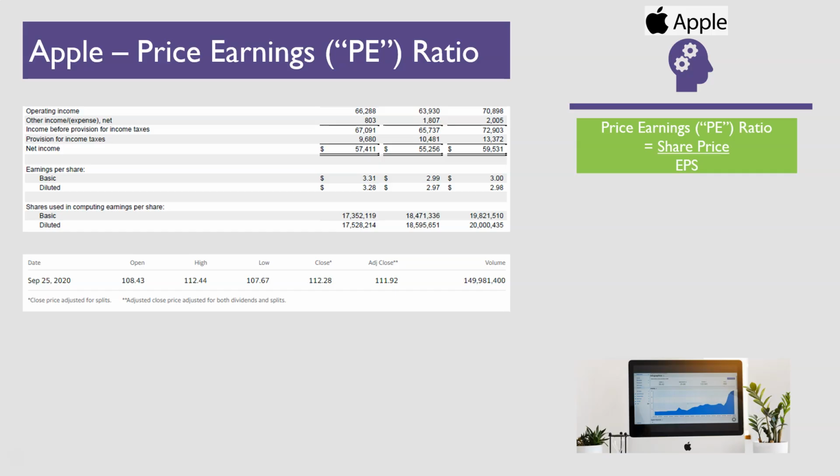In practice, there are different types of PE ratios. For example, there's a forward or a trailing PE ratio. In the example on this slide, we will be taking the PE ratio as at a point in time, and here I'll take it as at year end. So, how is this ratio calculated?